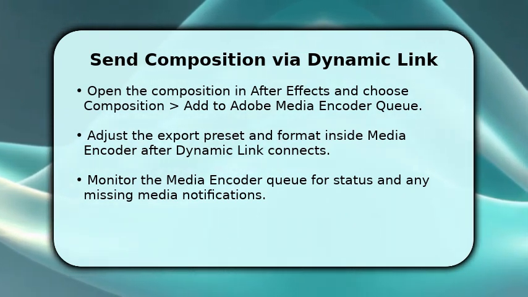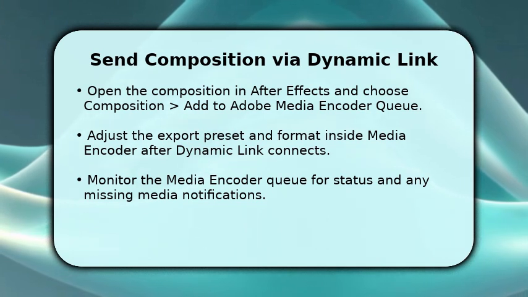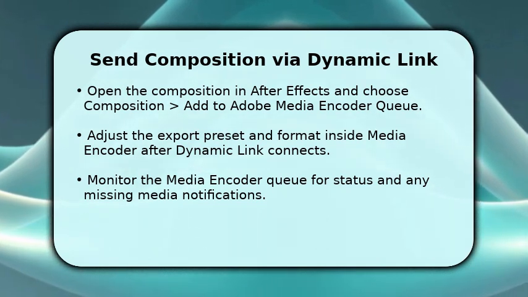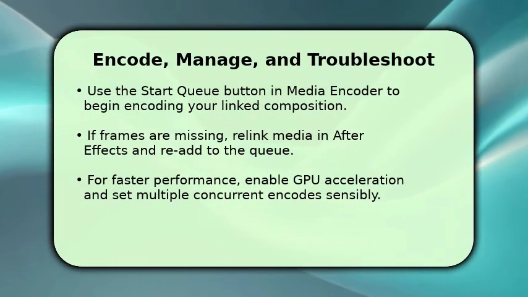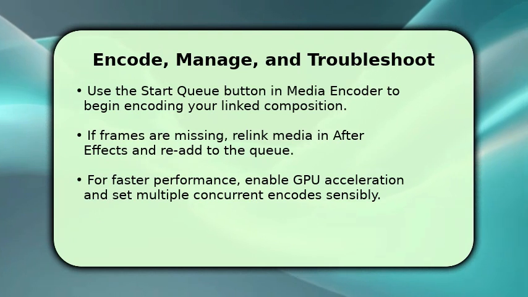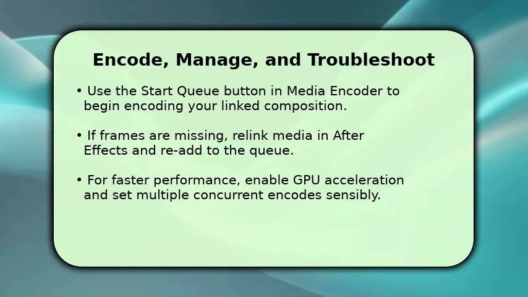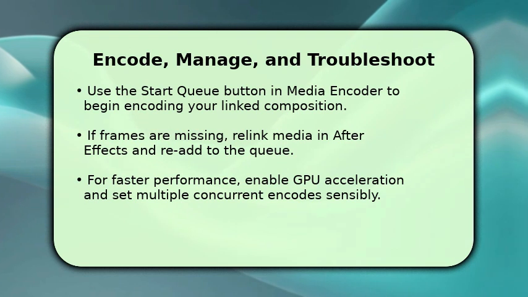Use the Start Queue button in Media Encoder to begin encoding your linked composition immediately. Watch the progress bar and estimated time remaining for each queued item. If frames are missing, relink media in After Effects and re-add to the queue before restarting.